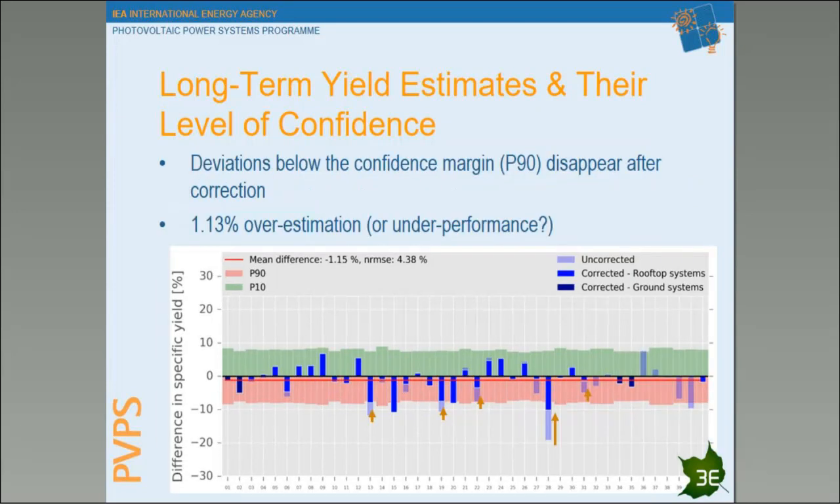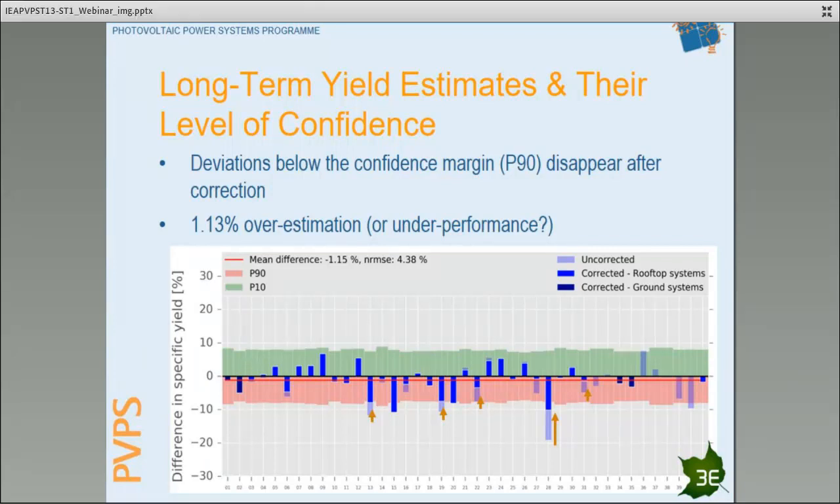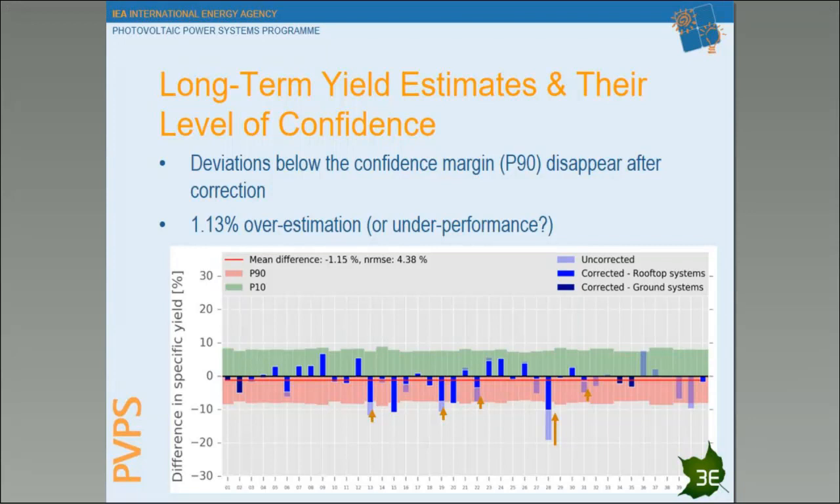So the initial unavailability that was assumed in the initial long-term yield assessment was not the same as the actual unavailability these plants were having during the first years of operation. So we corrected to have a fair comparison. In this case, we wanted to see how good today's state-of-the-art methods for long-term yield assessments are.